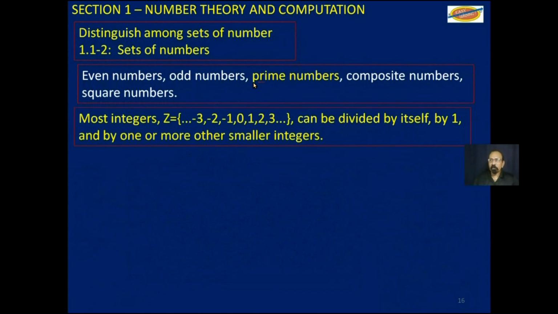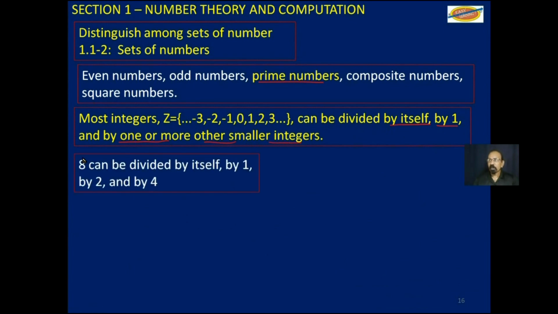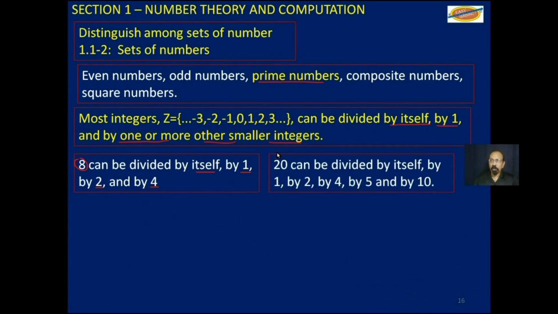So now let's go on and talk about prime numbers. Most integers can be divided by itself, by 1, and by 1 or more other smaller integers. For example, 8 can be divided by itself, can be divided by 1, can be divided by 2, can be divided by 4 without a remainder. 20 can follow the same pattern. It can be divided by itself, by 1, by 2, by 4, by 5, and by 10.